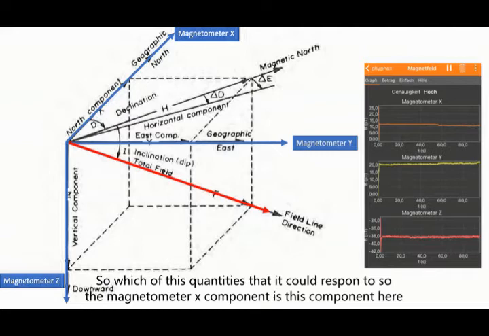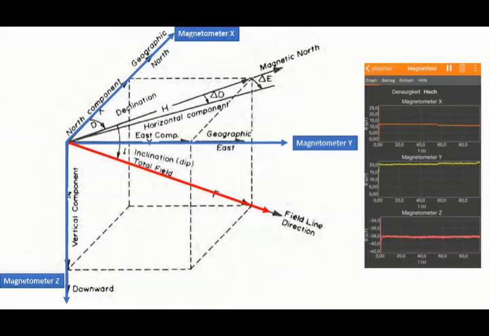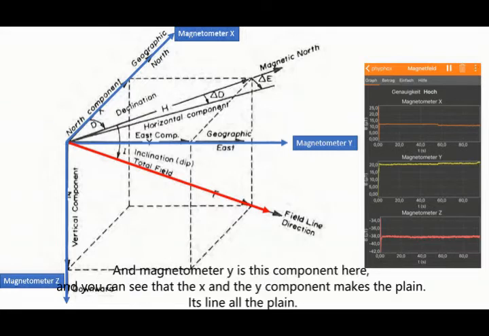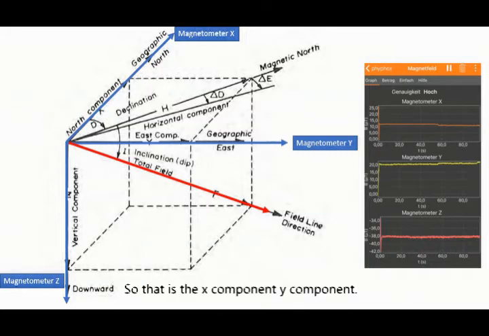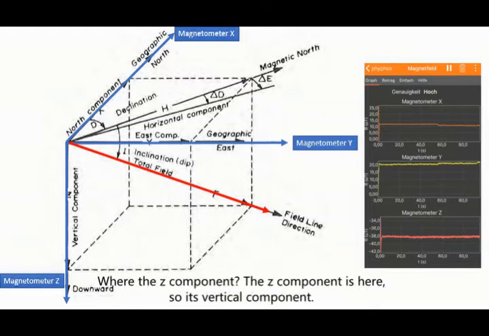So, the magnetometer X component is this component here, right? And the magnetometer Y is this component here, right? And you can see that the X and the Y components make a plane, right? It lies on a plane. So that is the X component, the Y component. Where is the Z component? The Z component is here, right? So it's a vertical component.